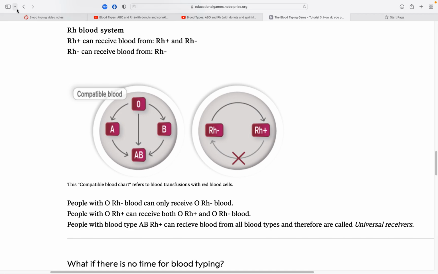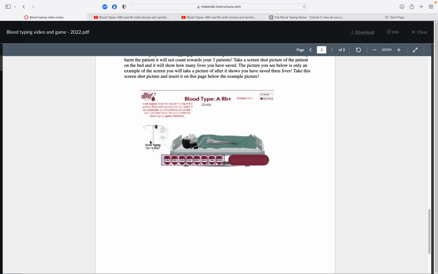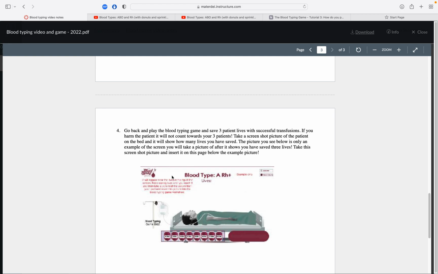So when you play the game, you are going to have to play it several times with patients until you save 3 lives. So number 4, play the game and save 3 patient lives. If you harm someone because you gave them the wrong blood, they're going to scream. So keep the volume down. And then I don't think it counts that as a saved life. You can continue to go through it.